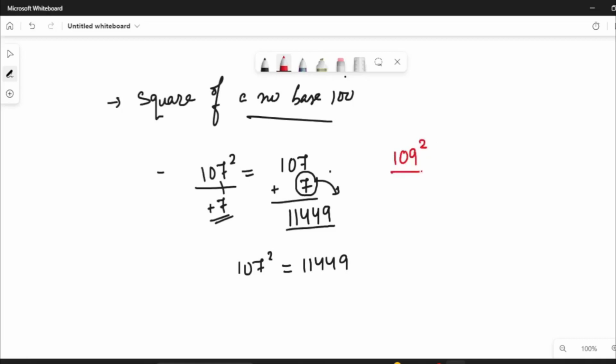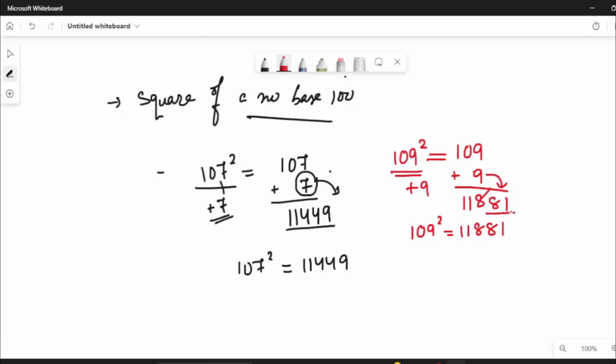So as you can see, this number is 9 more than 100. That means we have to add 9 to the original number. So the original number is 109 and we are adding 9 to it. So what will you get? Now you will get 118. Okay. Now what will you do? Now just square this number. So 9 square is 81. So 109 square is 11881. Is it clear? Okay.